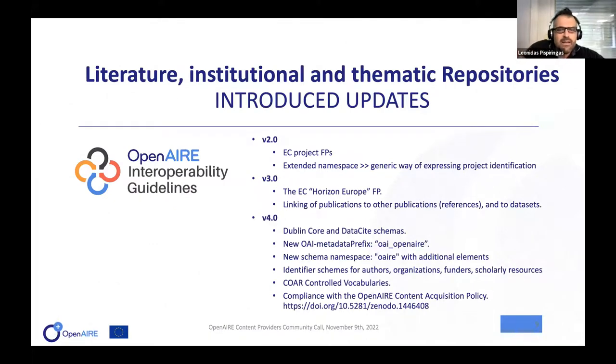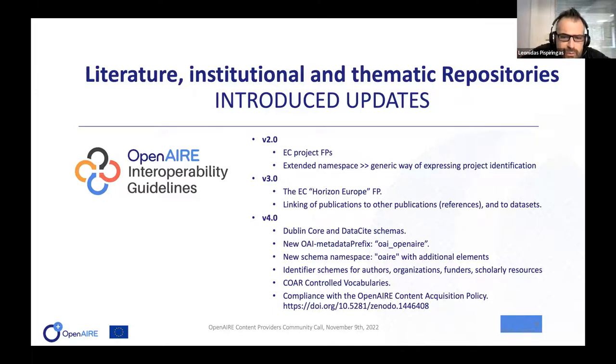So now let's see the introduced updates according to each level of compliance on the OpenAIRE guidelines for the literature institutional thematic repositories. Version 2 introduced the European Commission project funding programs and also introduced an extended namespace, which is a generic way of expressing project identification apart from the European Commission project funding programs. In version 3, we have the introduction of the Horizon Europe funding program and the functionality of linking publications to other publications, references, and to data sets.